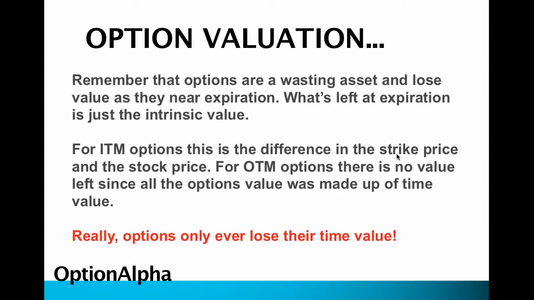Remember that options are a wasting asset like we talked about and lose value as they near expiration. So what's left of them at expiration is just the intrinsic value. For in-the-money options, this is the difference in the strike price and the stock price, just like the chart that we just went over at 126 and 120. And for out-of-the-money options, there's no value left since all of the option's value is made up of time value and really volatility. So that's where that pricing diagram really helps. That's basically option parity at expiration.